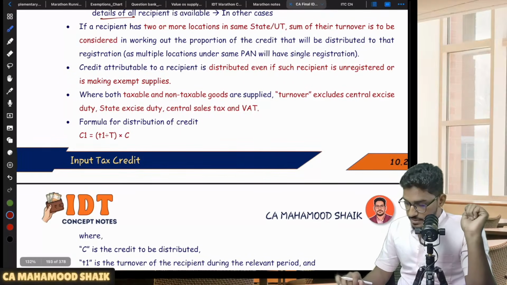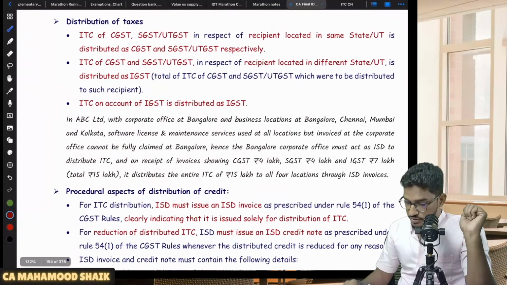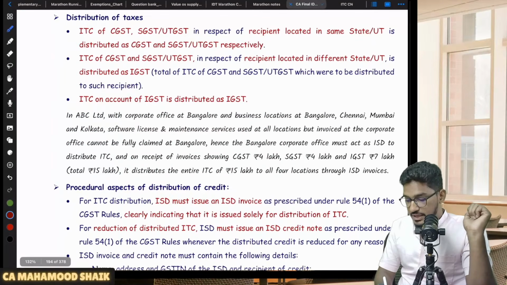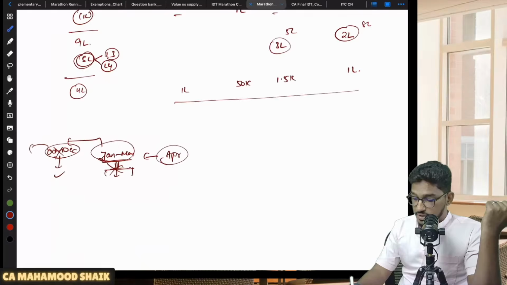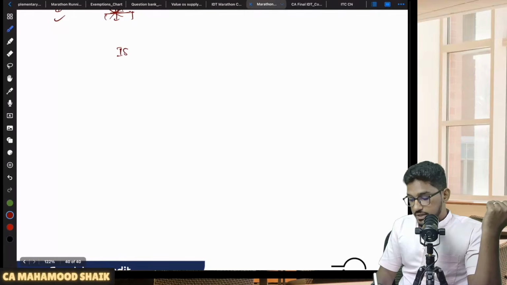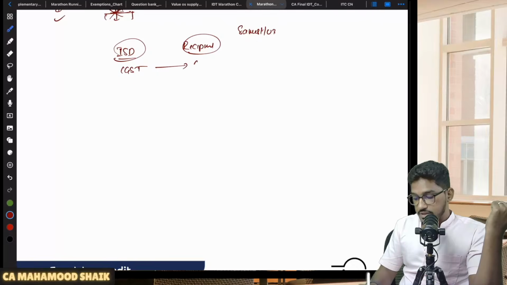So all this is okay, fine. Now, a few more important aspects regarding ISD, which I have to tell you, is distribution, how you have to do the distribution. See how you have to do the distribution here is, let us say if the ISD and the recipient to whom the distribution is happening, if both are located in the same state, or union territory, CGST will be transferred as CGST only. SGST or UTGST will be distributed as SGST or UTGST only, and IGST will be distributed as IGST only.